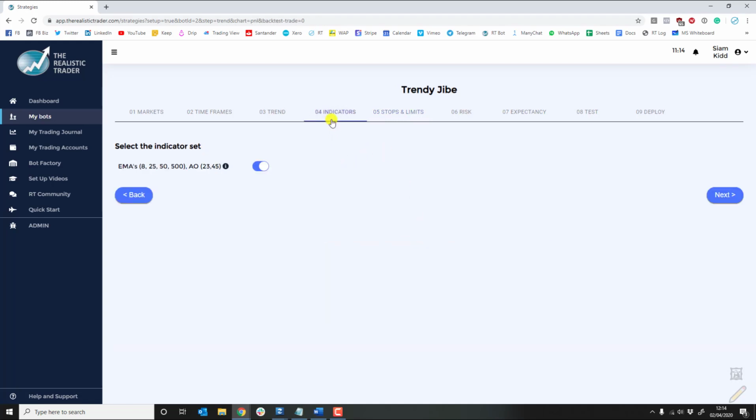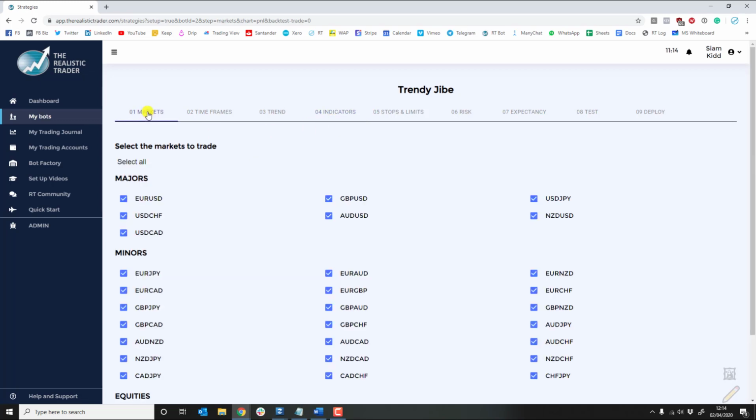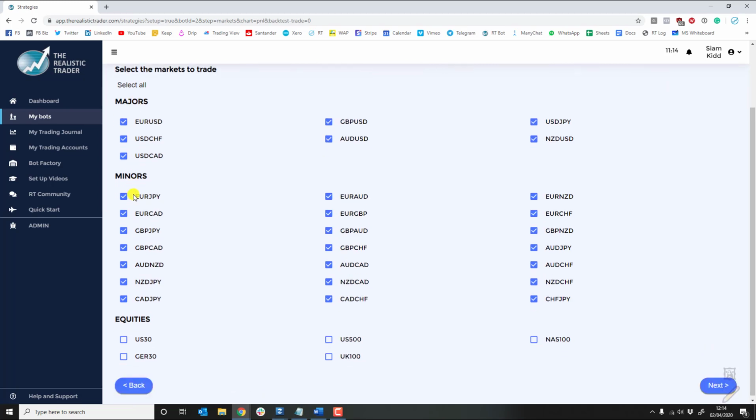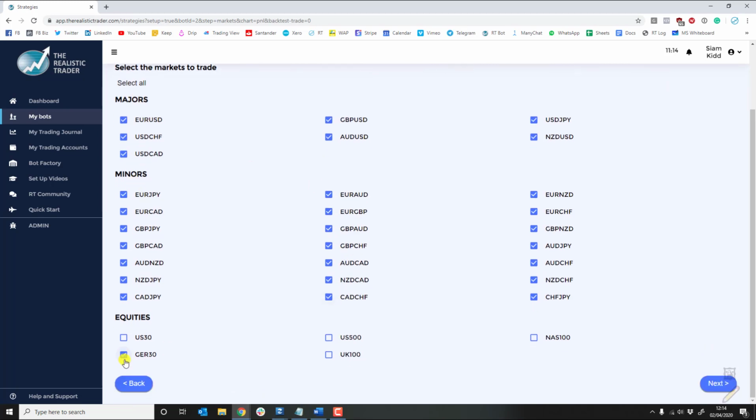I'm just going to give you a good yardstick of what you should do. It'll be very similar to the bot that I've set up. I would have all majors and minors and the JER30. The reason you don't want all equities is because all the equities do exactly the same thing. They all look the same.